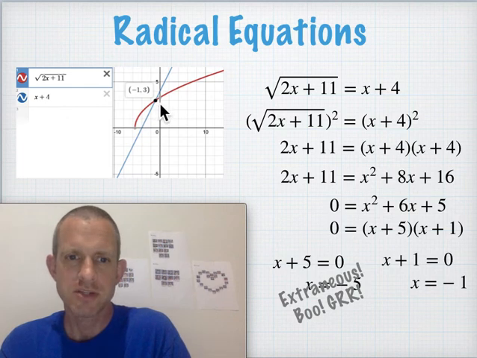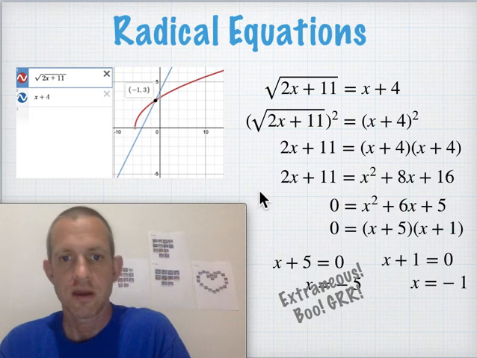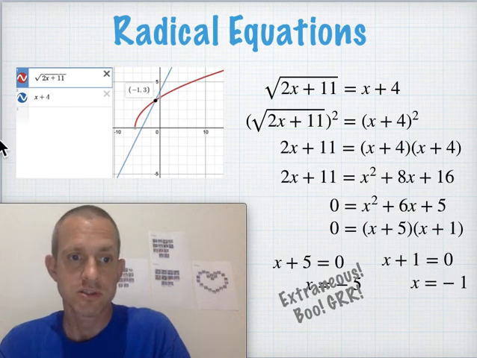And if we look at a picture, we can also see that there's only one intersection in this graph, and that's here at negative 1. The negative 5 that we got for x would be an intersection if this red graph was upside down. It would intersect down here. But anyway, that's radical equations.